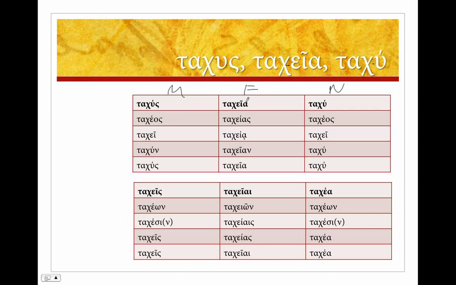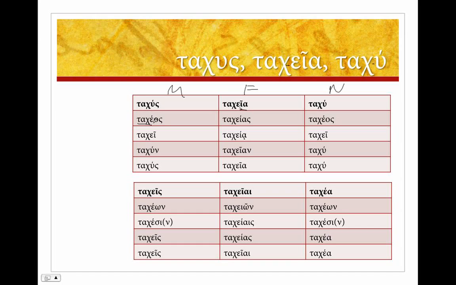So in the feminine, takeya, takeas, takeya, takeyan. Stem ends in iota, therefore you expect the alpha. And in the plural, takei, takeon, takeis, takeas, and the vocative takei. So you should have no problem with the feminine version of this adjective. Now the masculine and neuter, these are our third declensions, and the stem is actually going to be take. Right, so from us and u, masculine and neuter, the stem take.